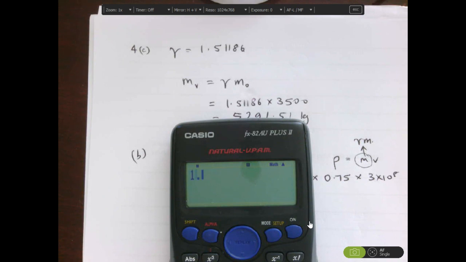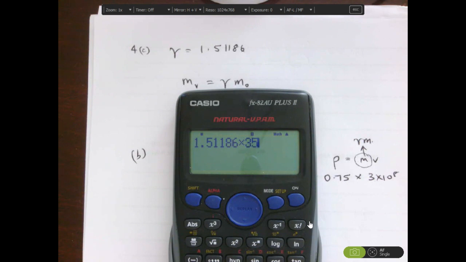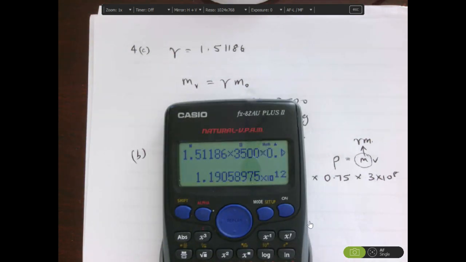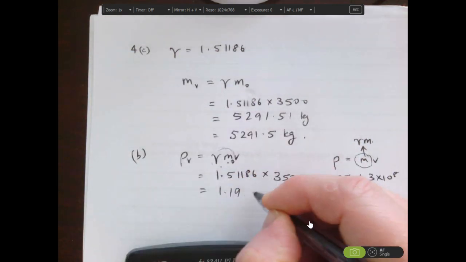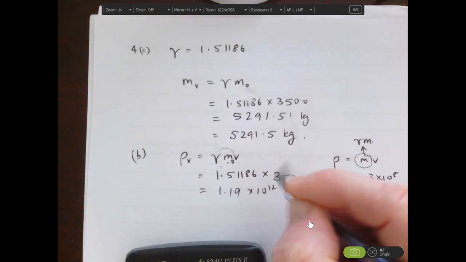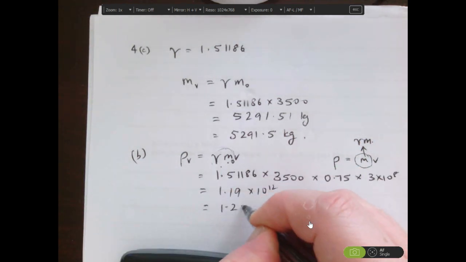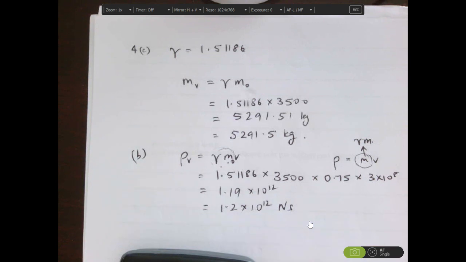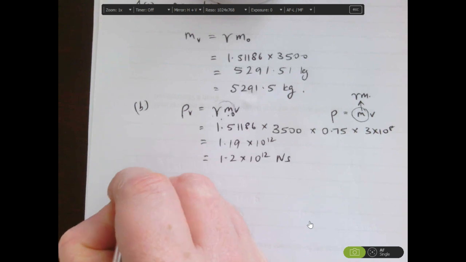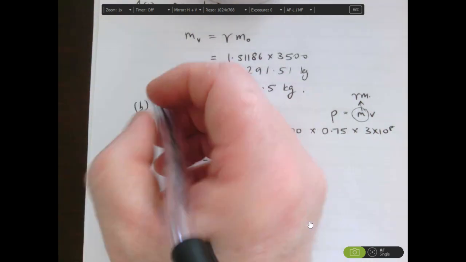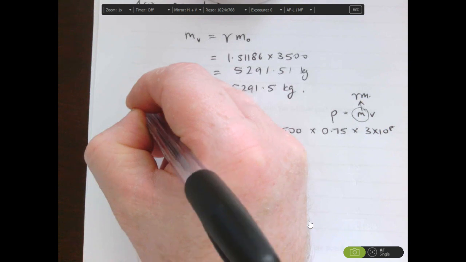So it is 1.51186 times the 3500 times 0.75 times 3 times 10 to the 8. And we get that the momentum is 1.19 times 10 to the 12. Also, we could round that to 1.2 times 10 to the 12 newton seconds. Okay. Sorry, that wasn't C, that was D.